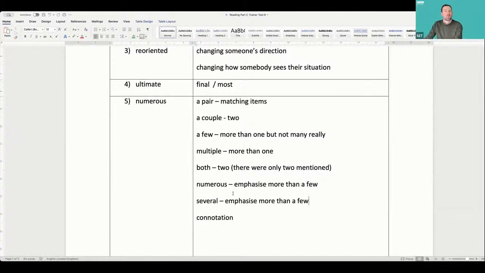Connotation. Okay. Nobody knows how many numerous is. Nobody knows how much a few is. But when you say numerous, you've given the connotation. You've emphasized that it's more than a few, even though you haven't.